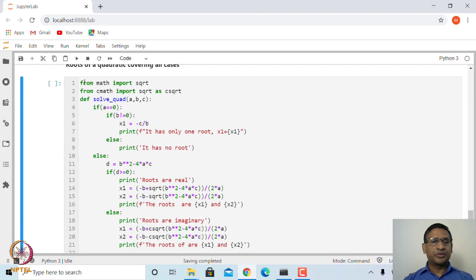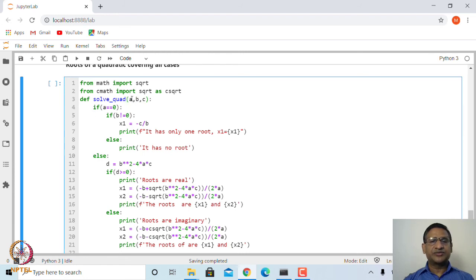So, this is again we have used this if and else. So, two things I am importing. One is square root from math module, and in case this discriminant is negative, then the roots will be complex, and in that case we can compute the complex roots. So, this square root function from cmath is imported as csqrt. Okay. So, let us again define the user defined function. solve_quadratic is the name and a, b, c are the arguments.